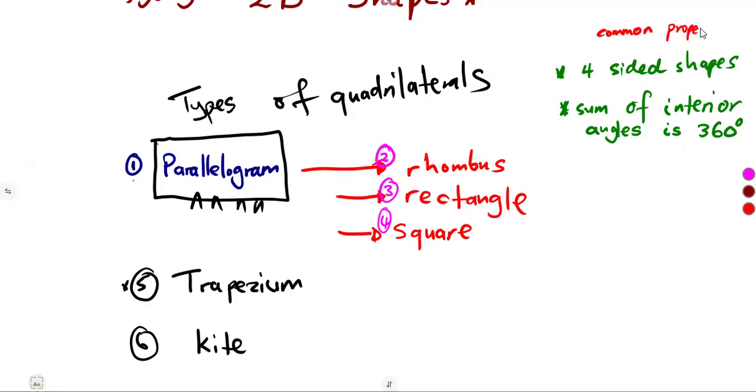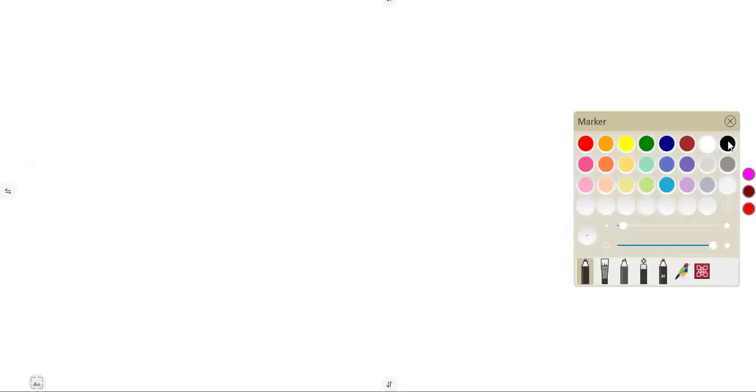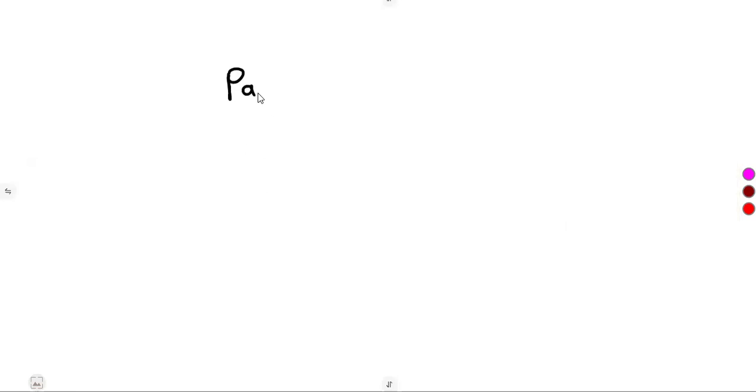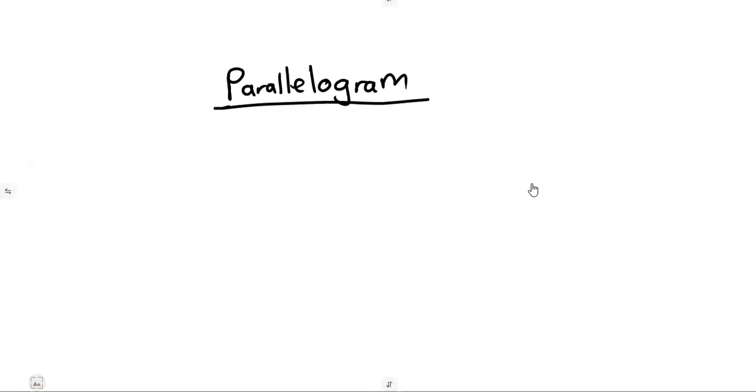These are common properties for each quadrilateral that you're going to have. But separately, they have their own properties. Those are the ones that we want to see. So the first shape is going to be a parallelogram, which is actually the mother shape for the other quadrilaterals that we saw: the rhombus, the rectangle, and the square.